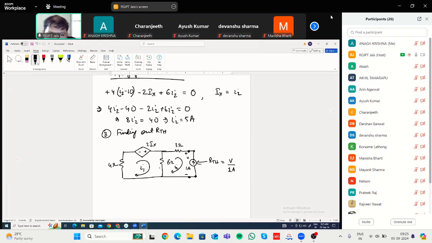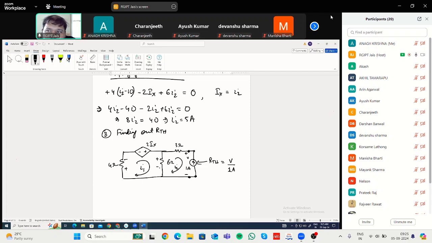Considering mesh 1, the current direction is in this direction, so plus minus. Again, here current will flow like this. I2 will be opposing it, but we will consider I1 is the greatest, the largest among all the other currents. So this will be plus, this will be minus.